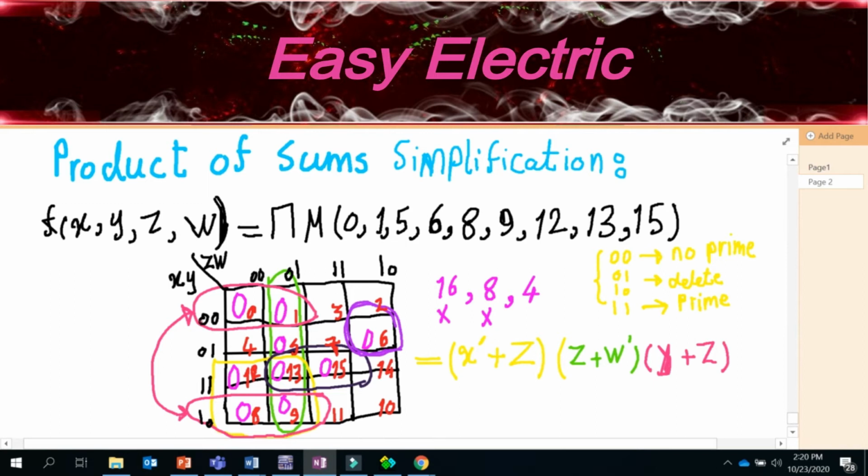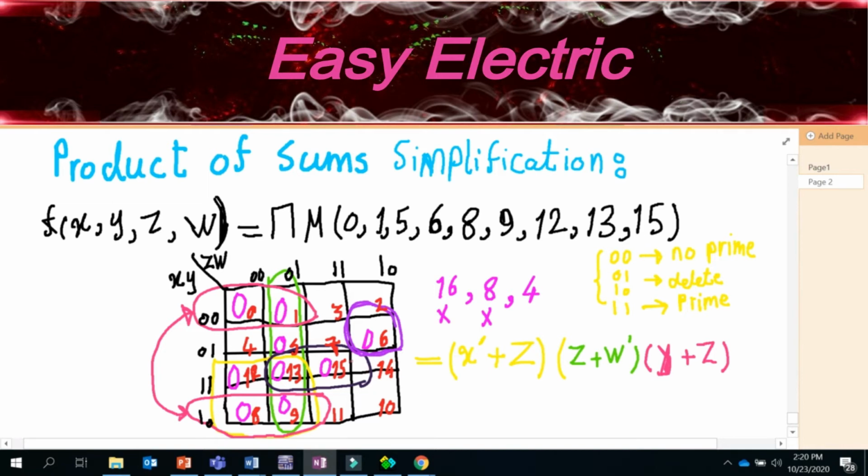Just double check, make sure we did right. So 0, 1 is gone, 0, 0 gets no prime. And here again, you have 0, 0, which should be no prime, and 0, 1 should be eliminated, no w. So that's right. So far, we have x prime plus z, z plus w prime, and y plus z. So we are done with the groups of 4. Let's go and check the others.